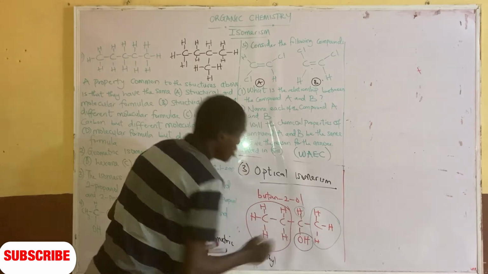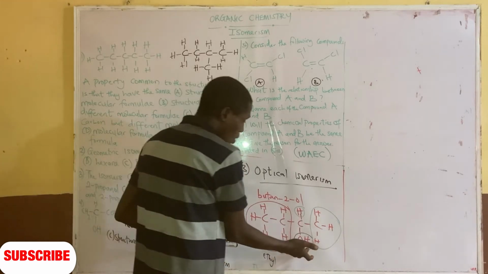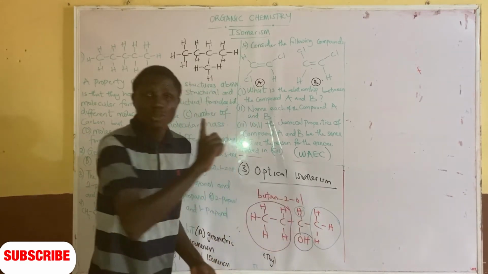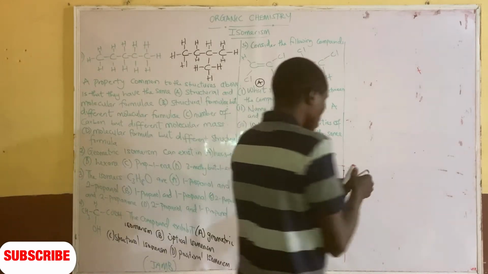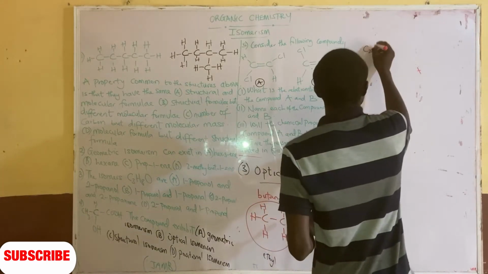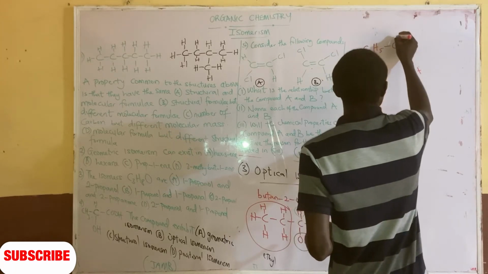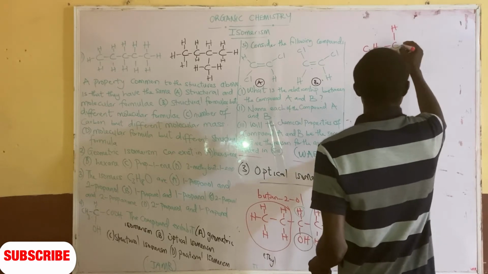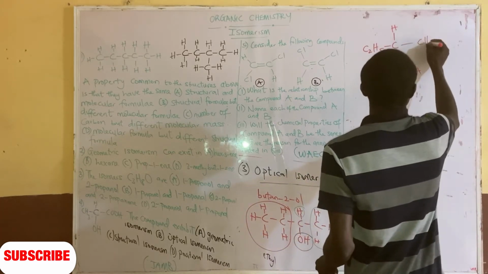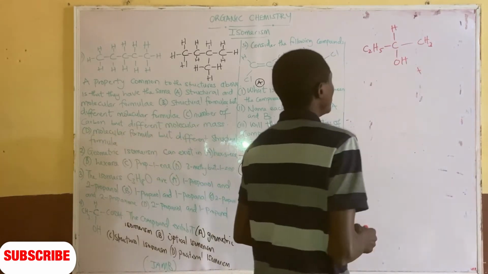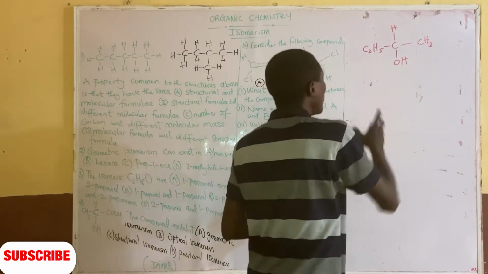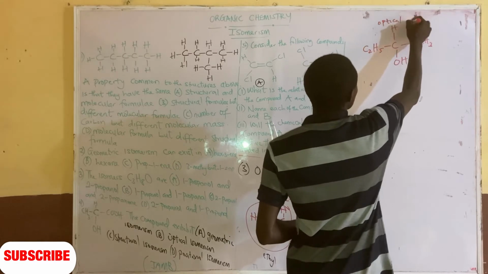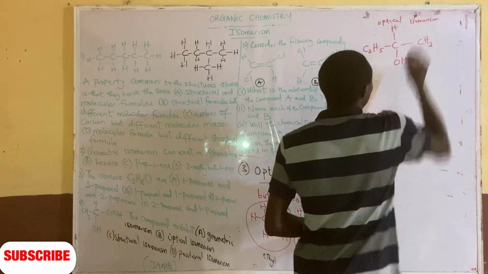So you can see we have ethyl, hydroxy, methyl, and we have H here. It's connected to one carbon. If I want to write it in a compressed form, I'm going to have C2H5 connected to C. We have H, we have OH below, and we have CH3. Now, this is an optical isomerism. This is an example of optical isomerism.